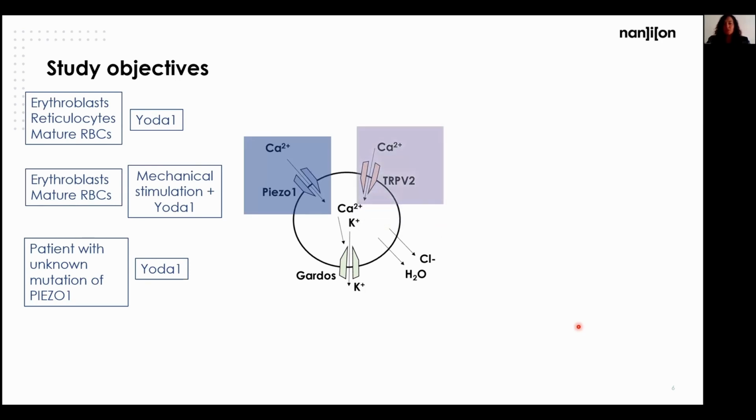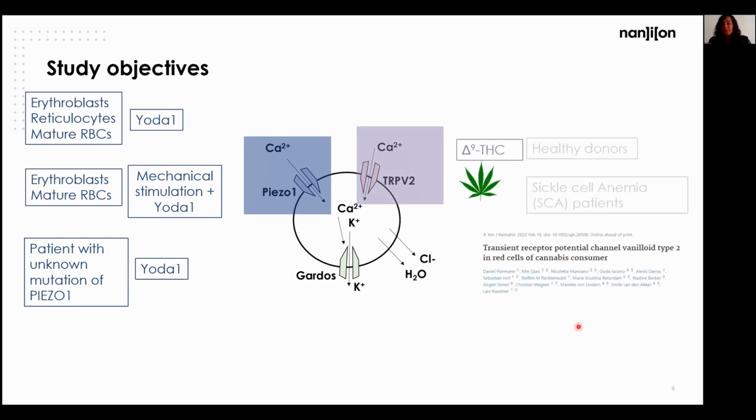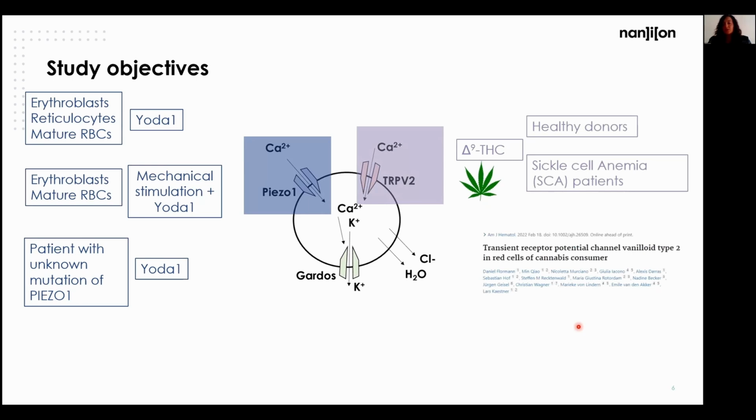Then I will move on to TRPV2 channels. TRPV2 channels are activated by delta 9 THC, and we will see the behavior of the channel in healthy donors versus sickle cell anemia patients. I would like to specify that this study was done using different techniques, but the patch clamp part was done with manual patch clamp.